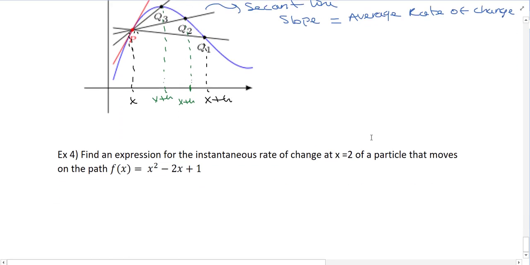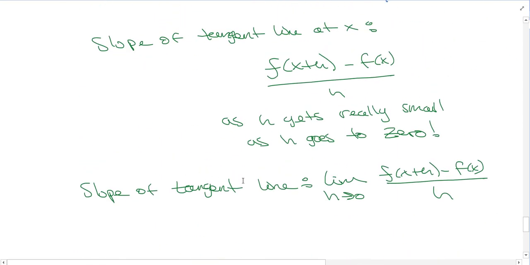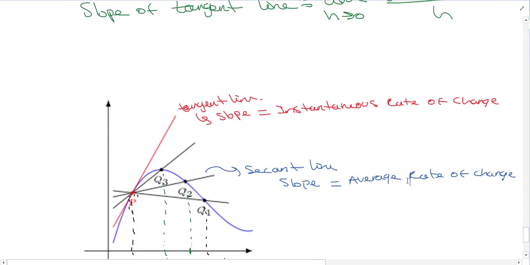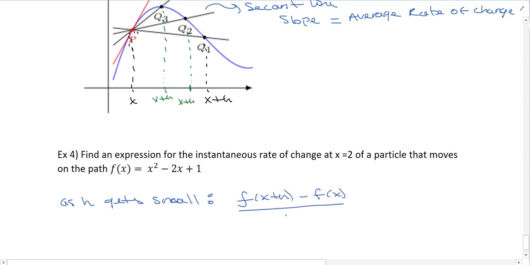Right, so here we'll find an expression for the instantaneous rate of change at x equals 2. So the instantaneous rate of change, then I want the slope of the tangent line. And as we talked about here, the slope of the tangent line is, as h gets really small, the difference quotient. So I will say, as h gets small, since we haven't talked about limit notation yet, the slope, the instantaneous rate of change, is f of x plus h minus f of x over h.